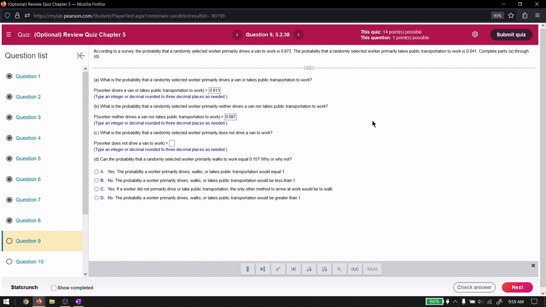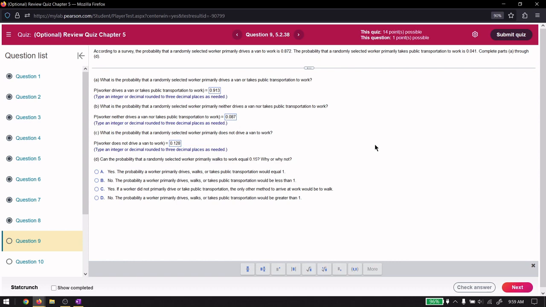Okay, what is the probability that a randomly selected worker primarily does not drive a van to work? So does not drive a van is the complement of driving a van. So 1 minus 0.872 will be 0.128.